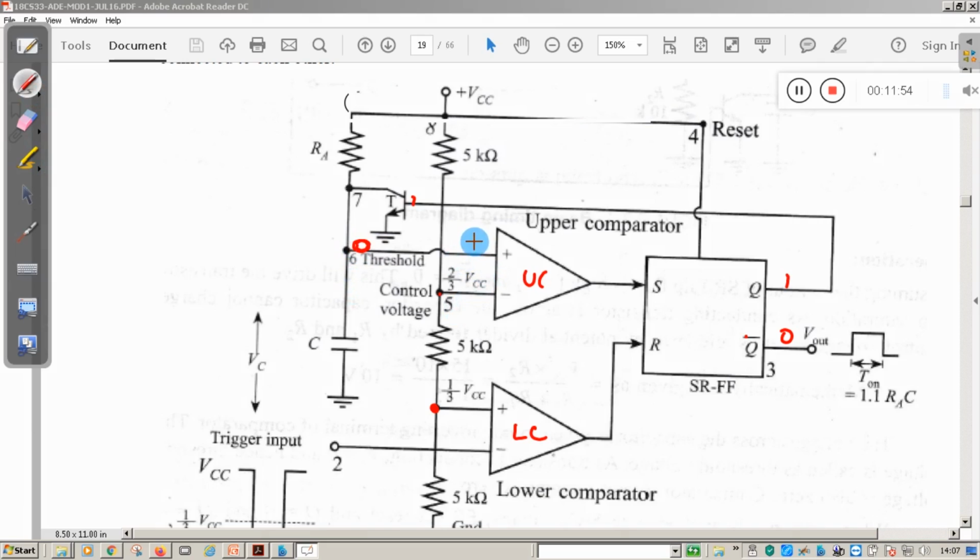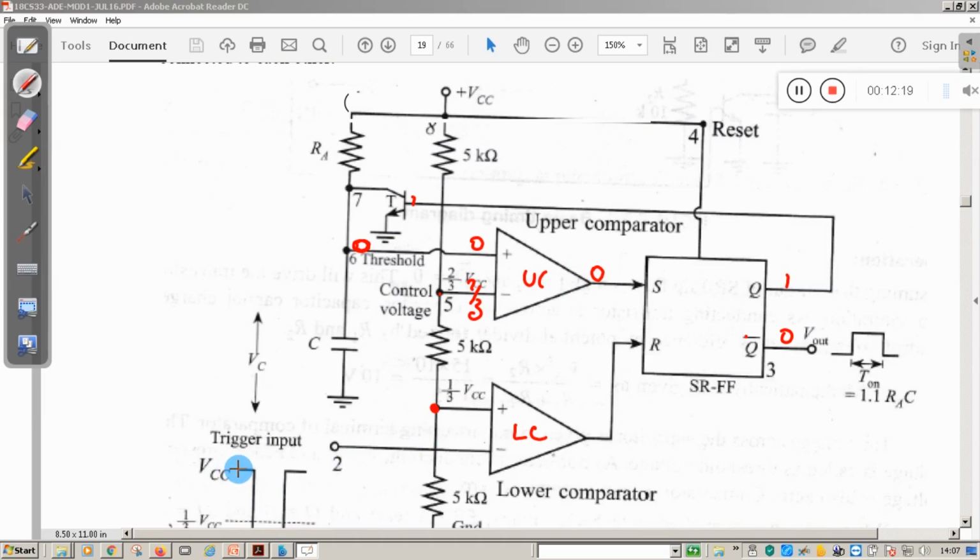So the voltage at this point is 0, and the voltage at this point is 0, and the voltage here is 2 by 3 VCC. That means negative is greater than positive, so the output is 0. You will get 0 output. Similarly here, as I said, the trigger input is a negative going pulse.